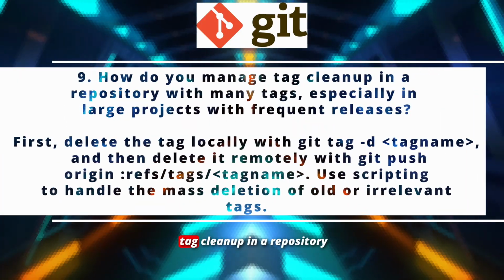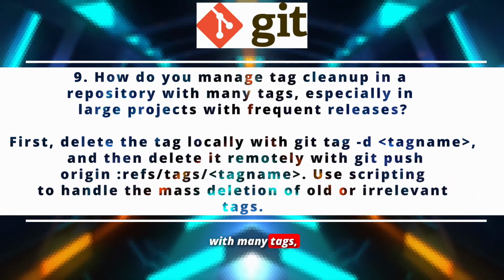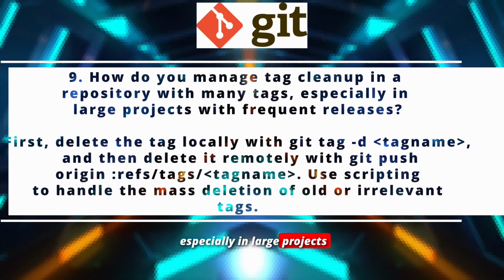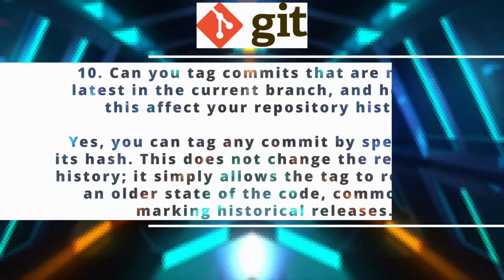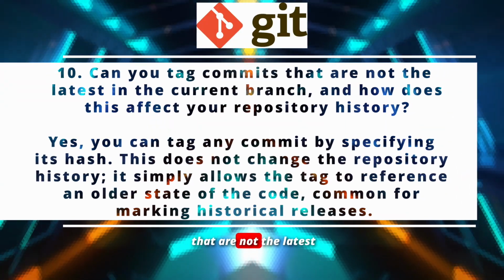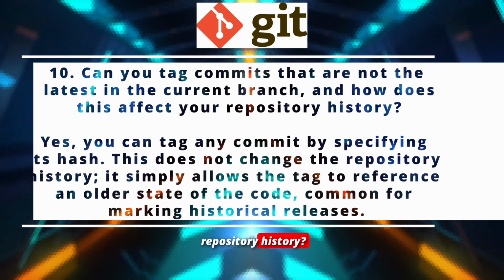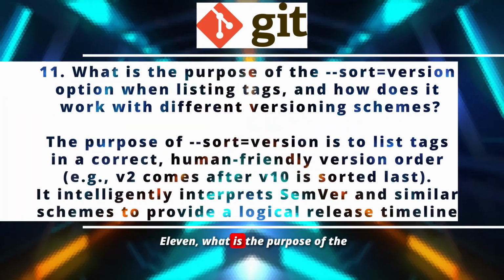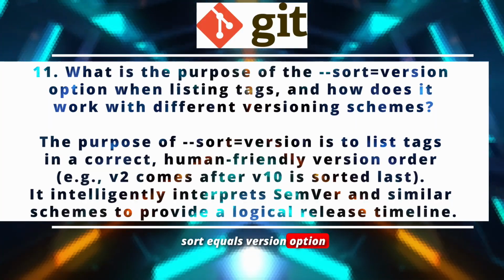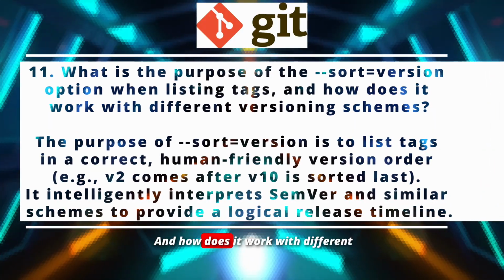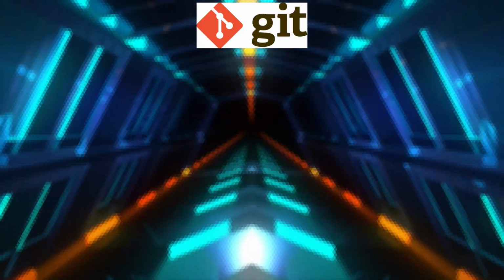9. How do you manage tag cleanup in a repository with many tags, especially in large projects with frequent releases? 10. Can you tag commits that are not the latest in the current branch, and how does this affect your repository history? 11. What is the purpose of the --sort=version option when listing tags, and how does it work with different versioning schemes?